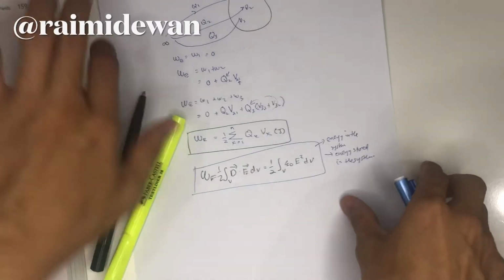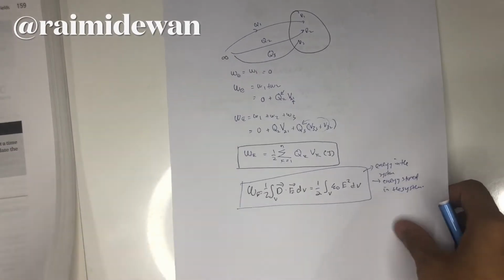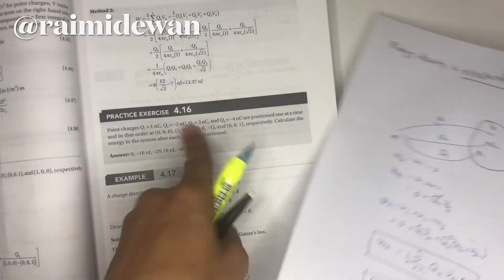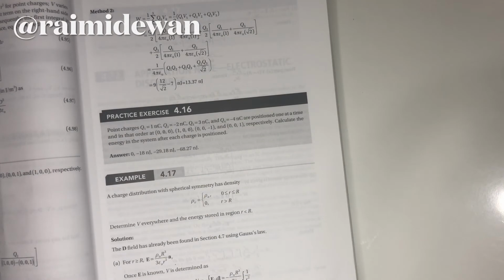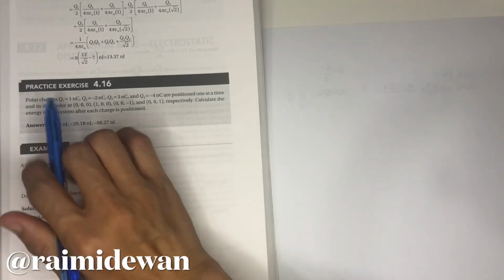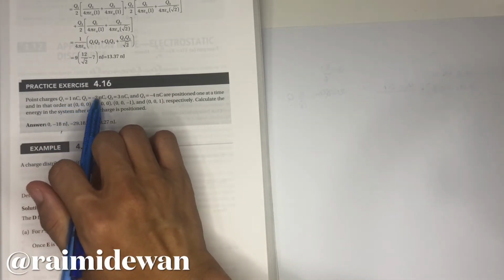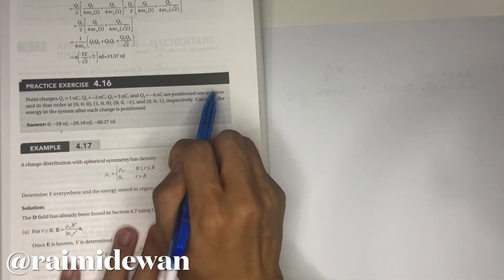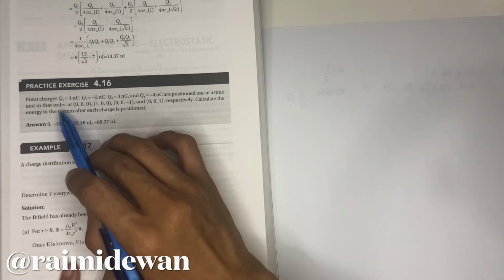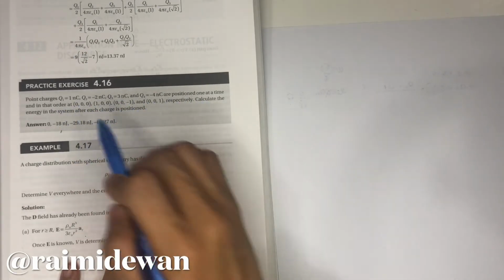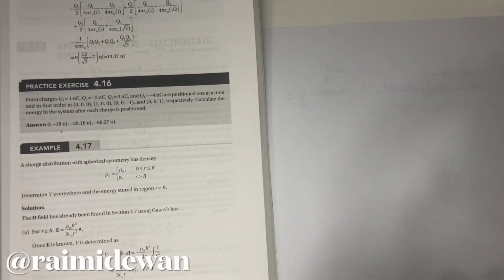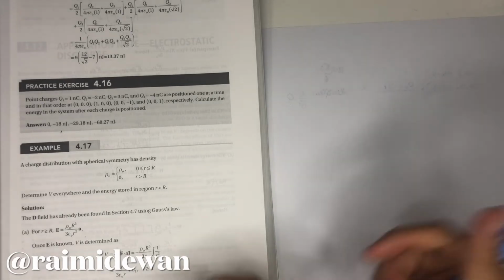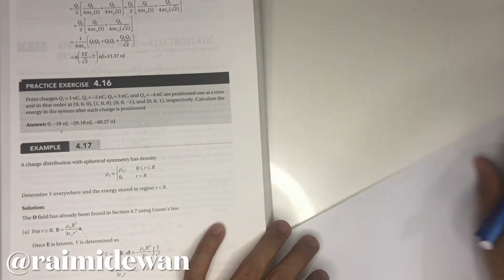So we try, for example, practice exercise 4.16. Point charges Q1 equal to 1 nanocoulomb, Q2 equal to -2 nanocoulomb, Q3 equal to 3 nanocoulomb, and Q4 equal to -4 nanocoulomb are positioned one at a time, in the order of these positions. Calculate the energy after each position.